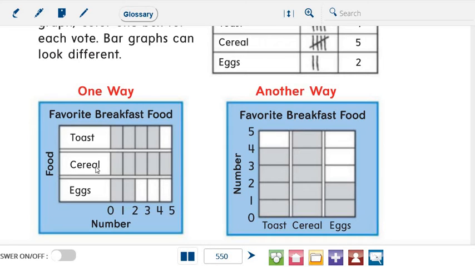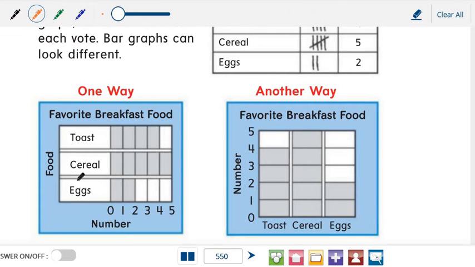How many people voted for toast, grade 2? What do you think? This is for toast. So let's count how many squares are shaded. 1, 2, 3, and 4. So 4 people voted for toast. And how many people voted for cereal? 1, 2, 3, 4, and 5. Or we can simply read the number here. It's 5 for cereal. And how many people voted for eggs? It's 2 here, so 2 for eggs.